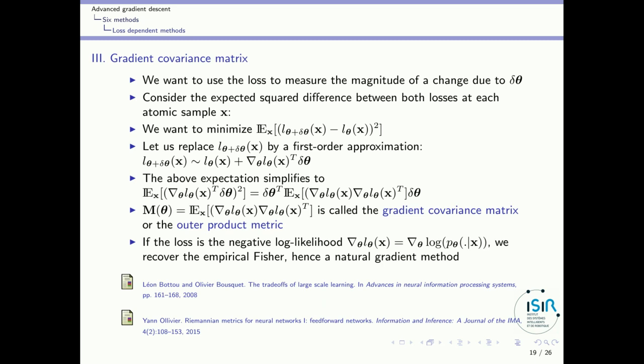Okay, so the gradient covariance matrix is just more general than natural gradient descent because it's with a more general expression of the loss, whereas natural gradient necessarily uses that particular form for the loss. Okay.